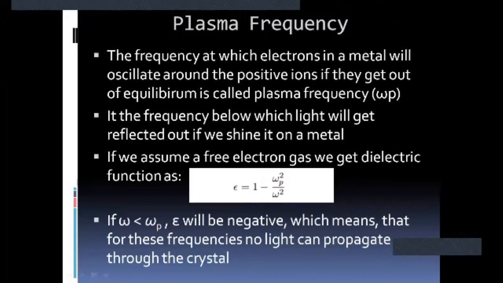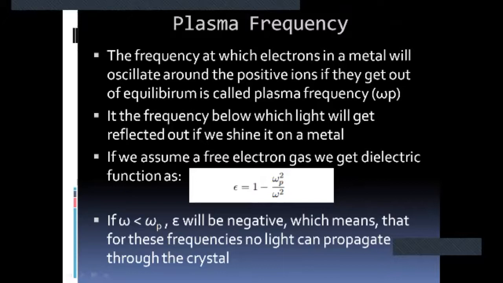So now plasma frequency. The frequency at which electrons in a metal will oscillate around the positive ion if they get out of equilibrium is called plasma frequency. It is the frequency below which light will get reflected out if we shine it on a metal.